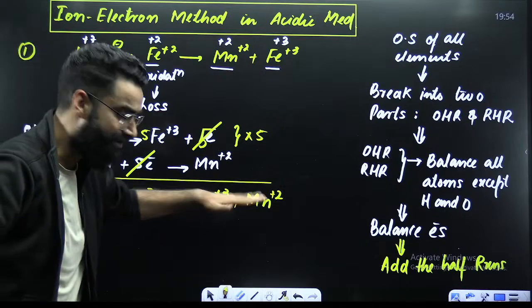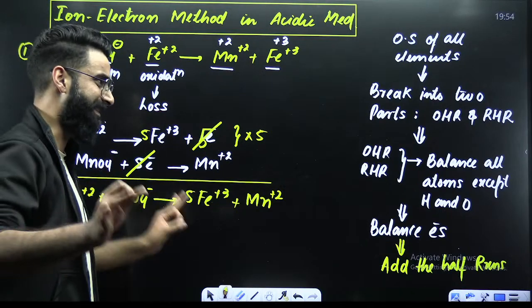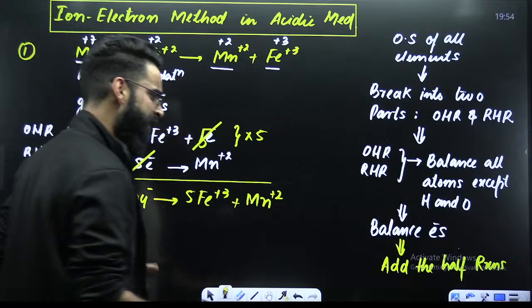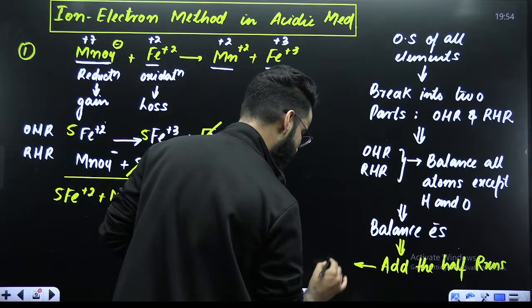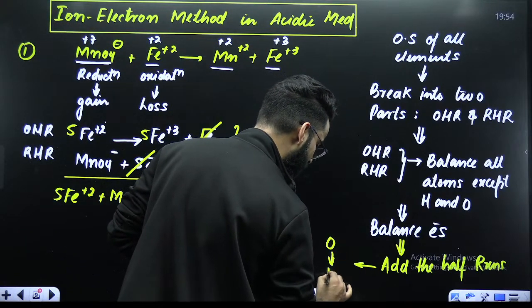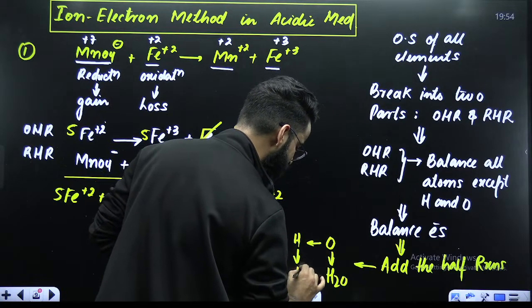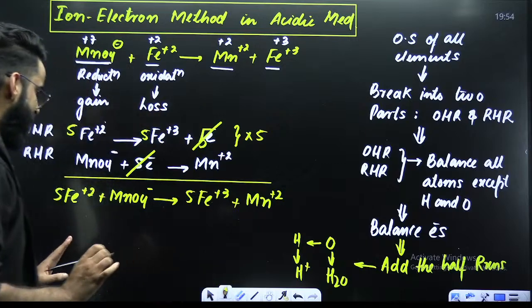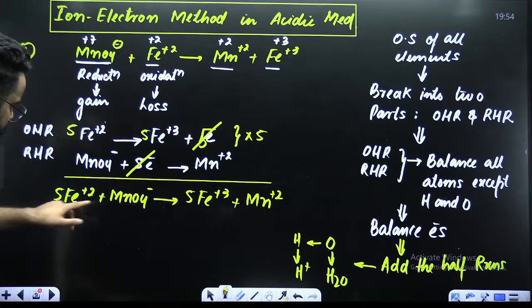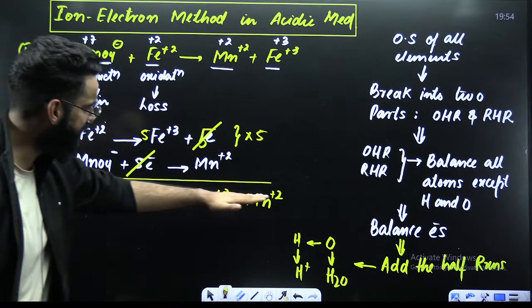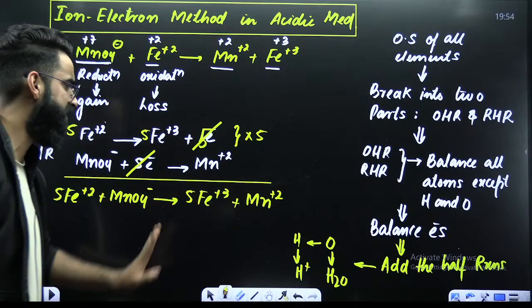Now, after doing this much, then it is the same. In acidic medium, we balance oxygen with the help of water molecules. Then we balance hydrogen with the help of H+. That's what we are going to do here also. How many oxygen atoms on left side? 4 oxygen atoms. How many oxygen atoms on right side? No oxygen atoms. So right side is oxygen deficient, right?